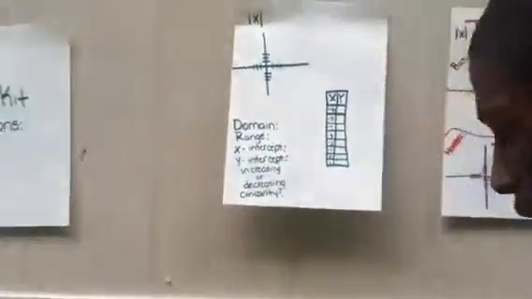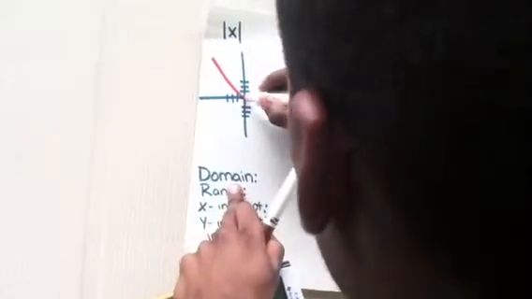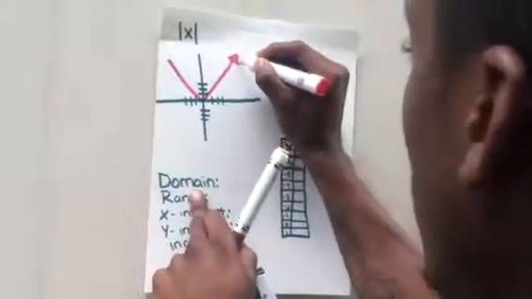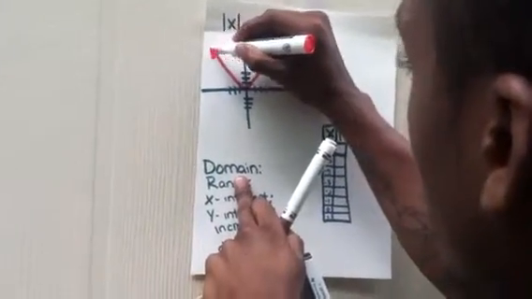Today I will be showing you the toolkit function, absolute value of x. For starters, the graph looks something like this. And it keeps going, but I'm going to stop right here.